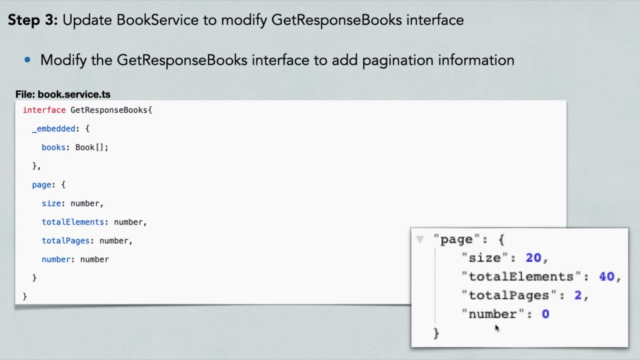One thing to note here is that in Spring Boot backend application, the page number starts from 0 index. And we're going to create the same properties inside our getResponse books interface to map the JSON response.